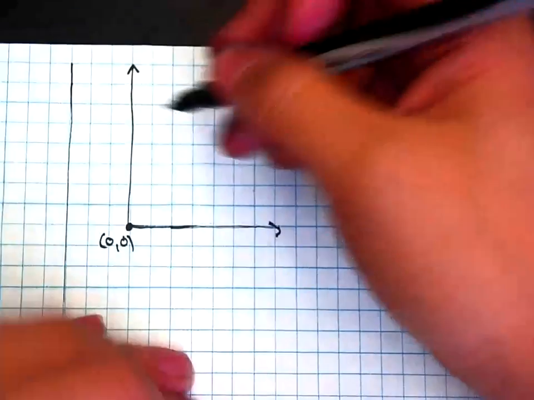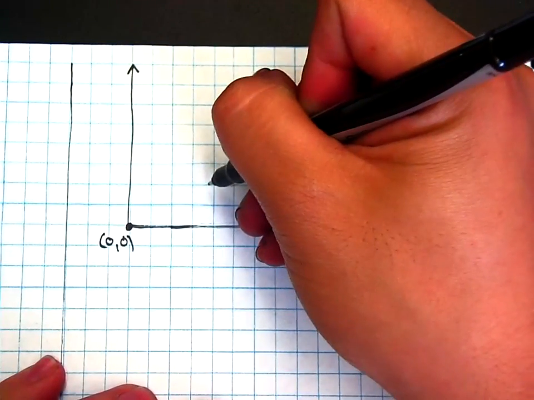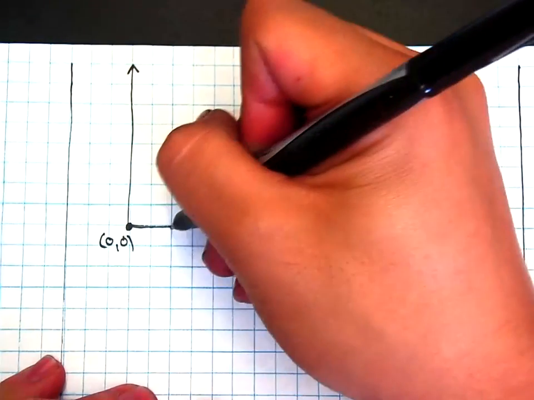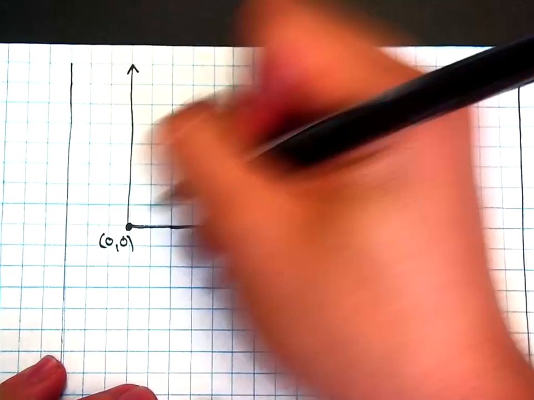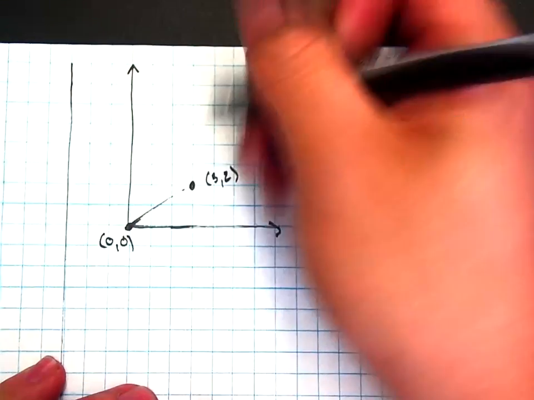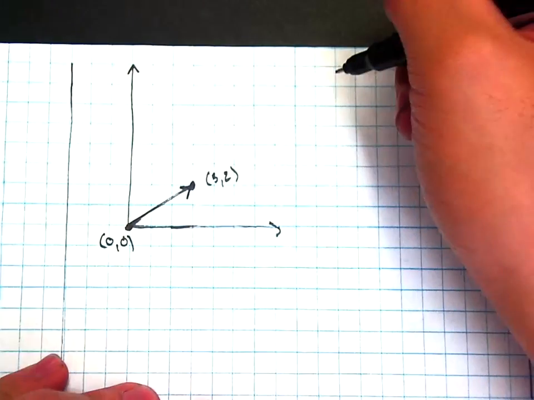So here, from 0, 0, I'm going to have a vector that ends at 3, 2. So 1, 2, 3, 1, 2. And I'm going to also label these points just so we don't get confused.